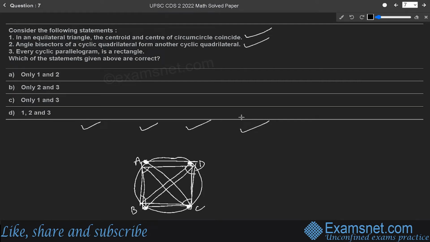And the third statement is every cyclic parallelogram is a rectangle. It is also correct because we know that every cyclic parallelogram is a rectangle. Therefore, statement 3 is also correct. So for this question, all the statements are correct. Therefore, the correct option is option D, which is 1, 2 and 3. I hope this question is clear to you.